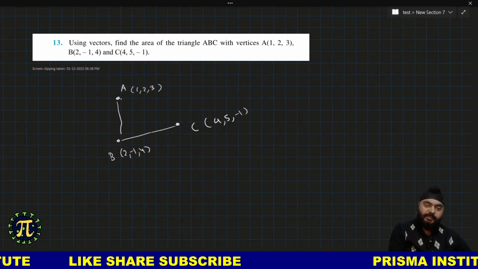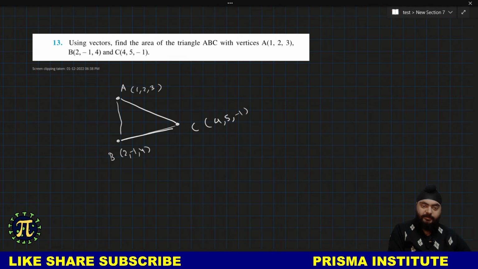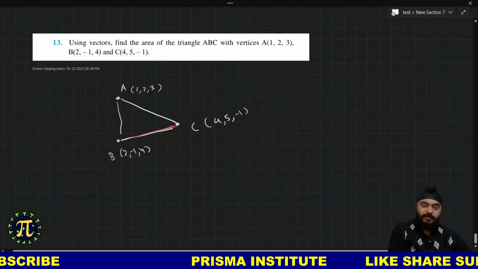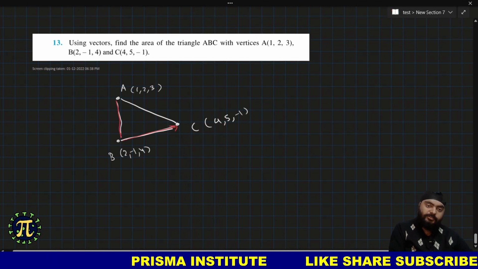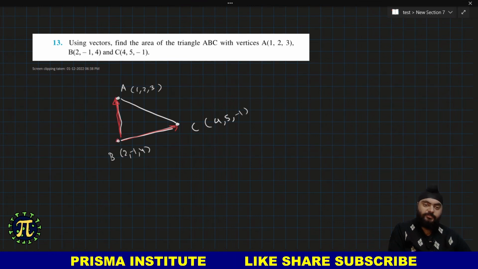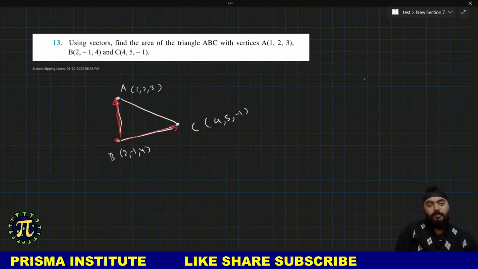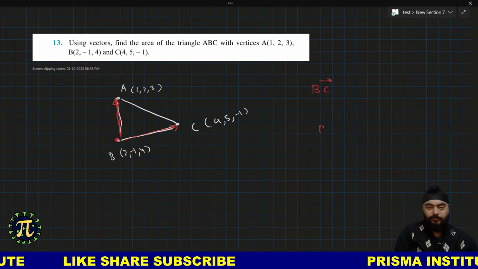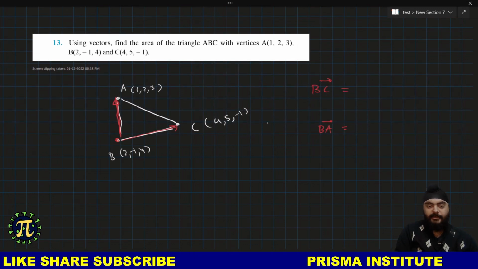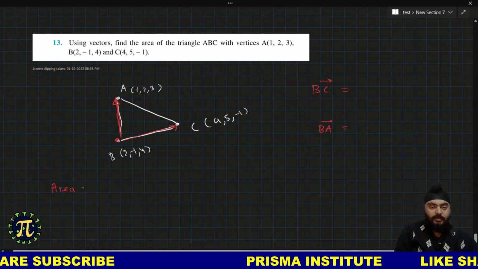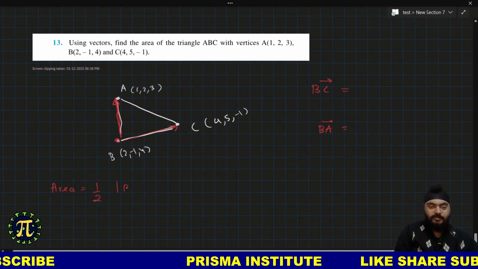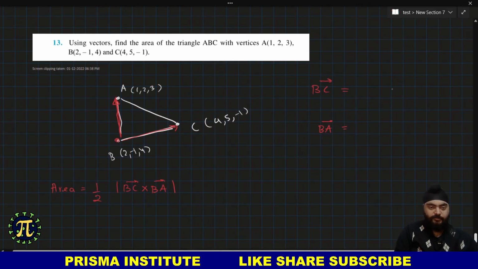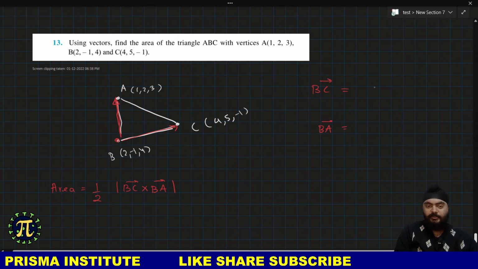So to find its area, I can just find two adjacent vectors. So let me find BC vector and BA vector. ठीक है. It doesn't matter कौन सा vertex आप choose करते हो. ठीक है. I'm just choosing B. It doesn't matter. So let's find BC vector and let's find BA vector, and I will define area as half of BC cross BA का magnitude, right? So by definition of cross product, area of triangle. So BC vector कितना आ रहा है.